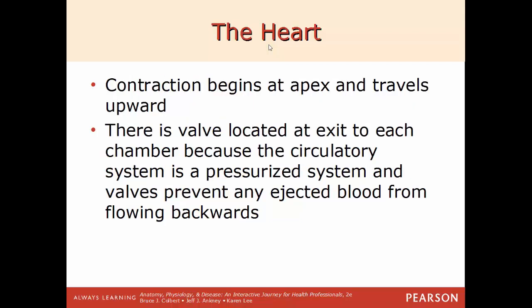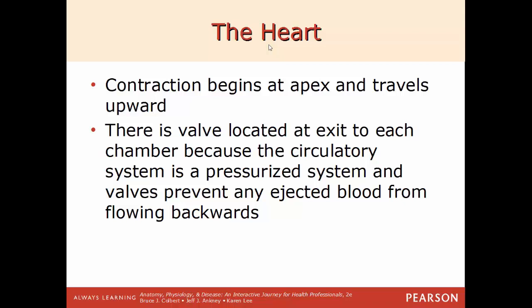Now, the contraction of the heart will actually begin at the point of the heart, the apex of the heart, and will travel upward. Now, there are valves that we've talked about, the pulmonary, aortic, mitral, and tricuspid valve, that are there to prevent backflow of blood in any direction. Blood should always be going forward in this process. You don't want blood to be going backwards. And these valves are open and closed based on the amount of pressure.